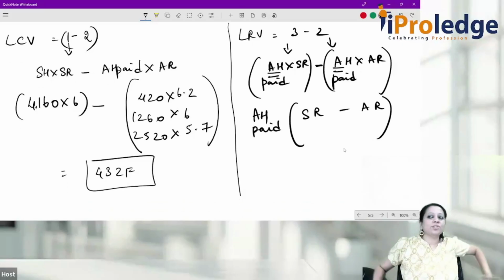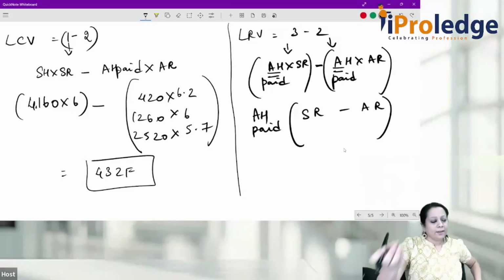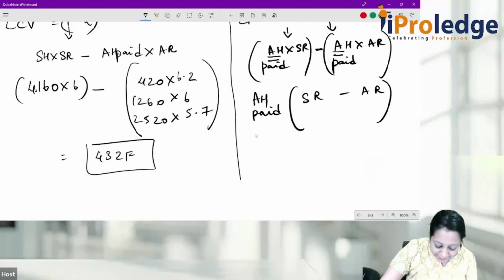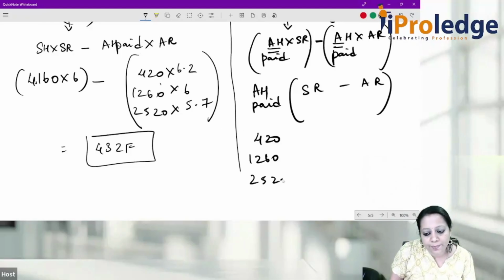See, usually we will use those charts only. Wherever there is missing information, there are some twisted answers and all. Again, we are using the chart only, 3 minus 2 only. So there are going to be three categories. What are the three categories? 420. Here itself we will take 1260 and 2520.